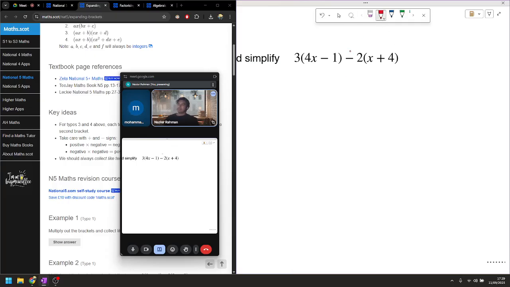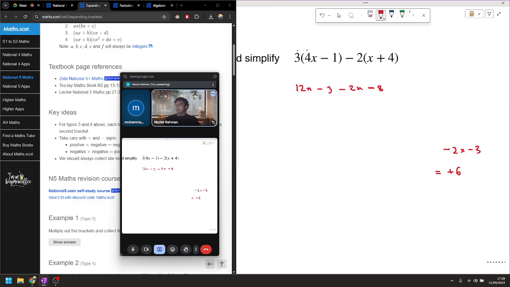So 3 times 4x is still 12x, and 3 times minus 1 is still minus 3. However, now we have minus 2 times x, so that's minus 2x. Then we have minus 2 times positive 4, so that's negative 8. Remember, when different signs multiply, a plus and a minus, the answer is going to be negative. If the same signs multiply, then it's going to be positive. So minus 2 times minus 3 is positive 6.